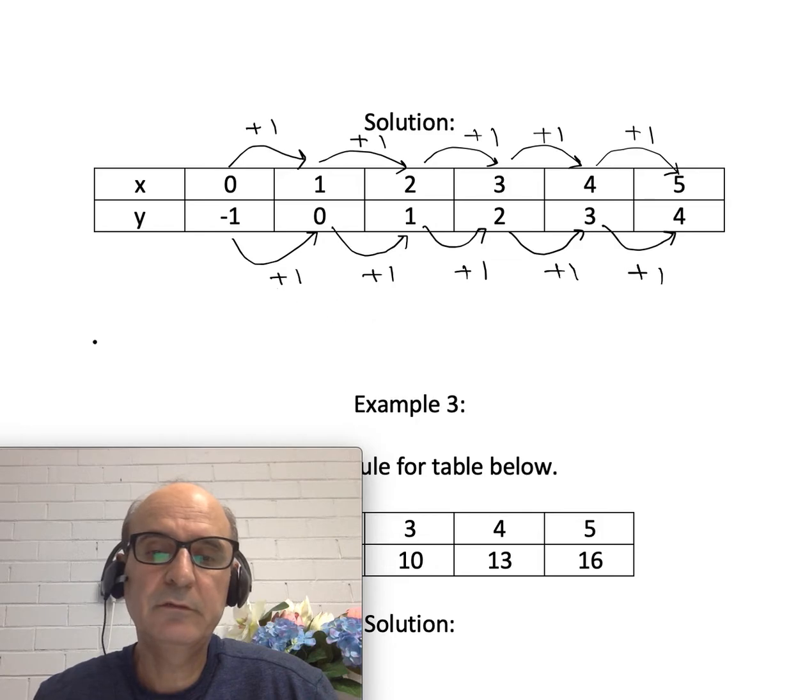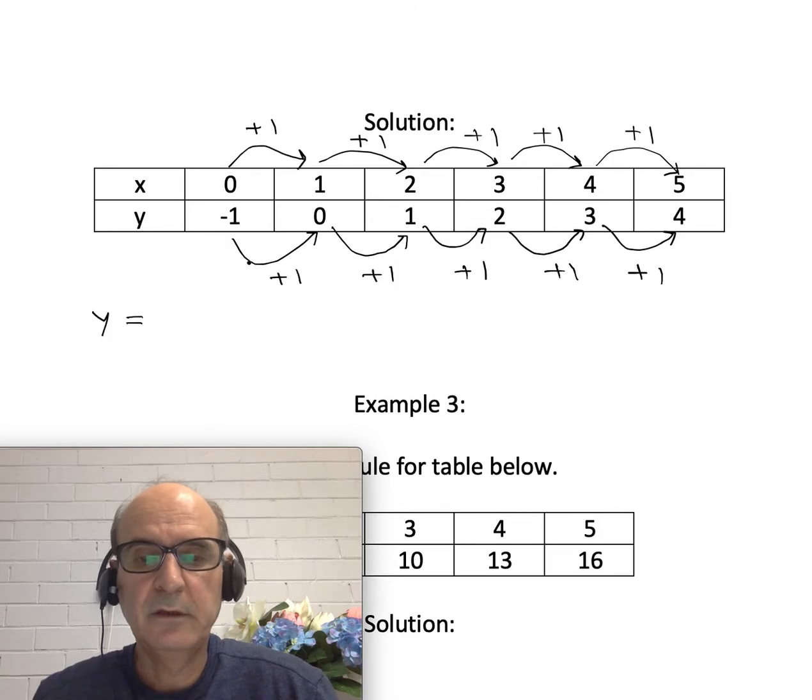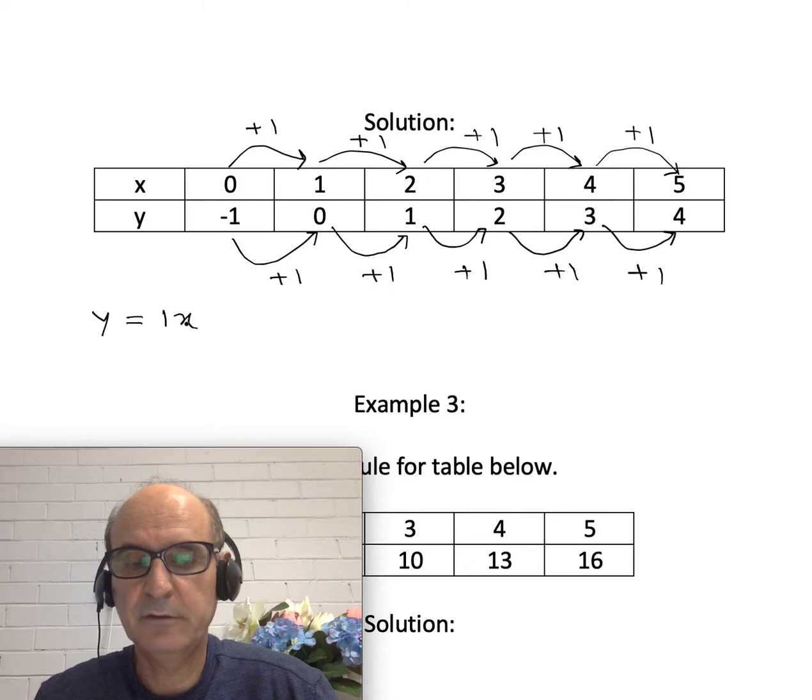Alright, so I'm ready to write my rule. My rule is always y equal to the number by which y is going up, which is 1, times x, so that's 1 times x, plus the value of y I have when x is 0, which is -1. So I can either say plus -1, or I can just ignore this plus and put -1 here.